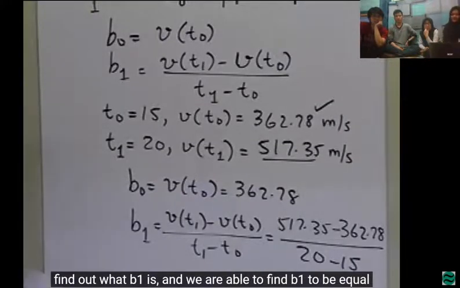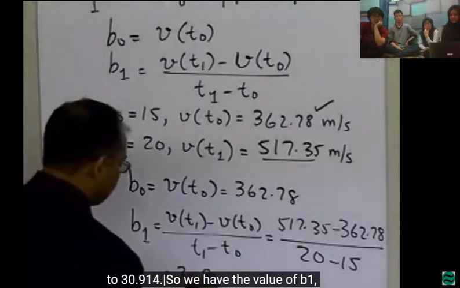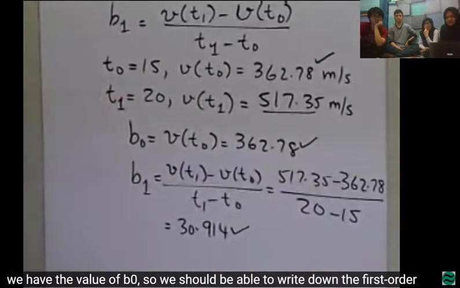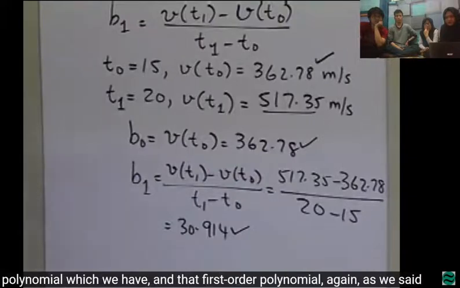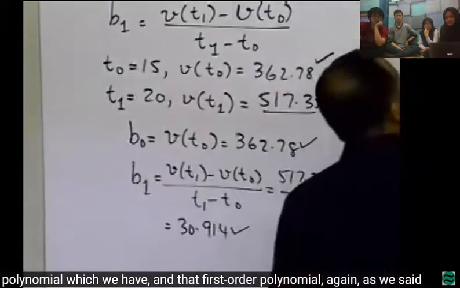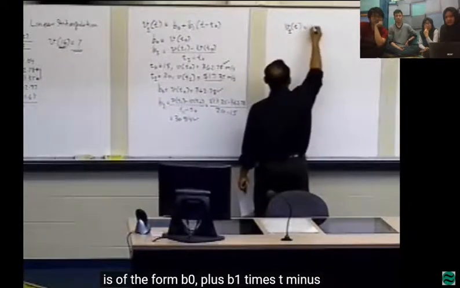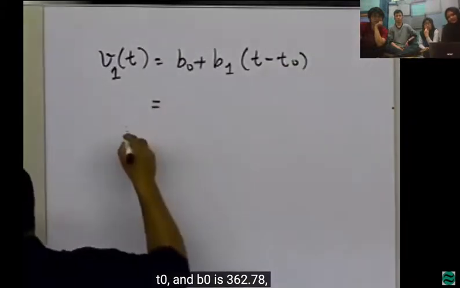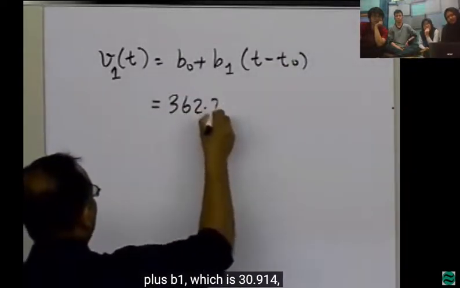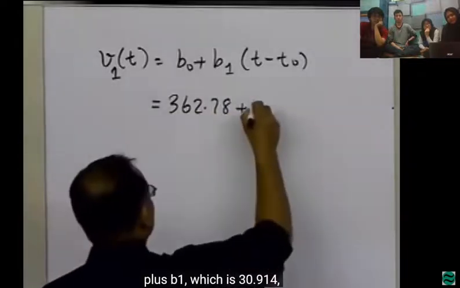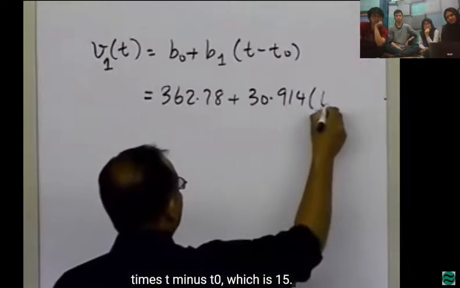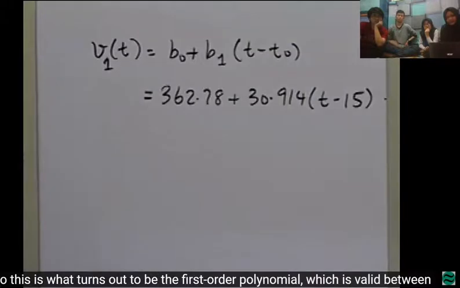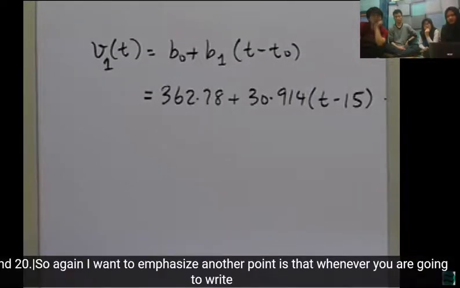And we find b sub 1 to be equal to 30.914. So we have the value of b sub 1, and we have the value of b sub naught. So we should be able to write down the first order polynomial, which, again, is of the form b naught plus b1 times t minus t naught. And b naught is 362.78 plus b sub 1, which is 30.914, times t minus t naught, which is 15. So this is the first order polynomial, which is valid between 15 and 20.